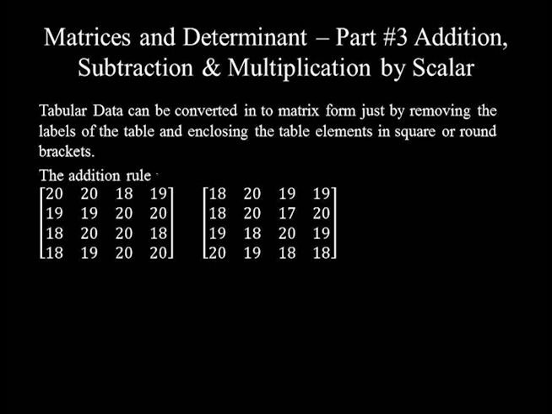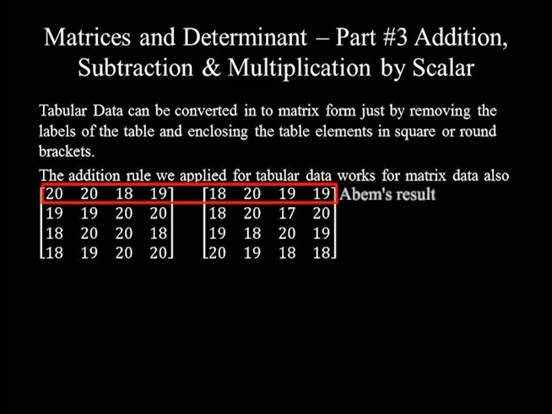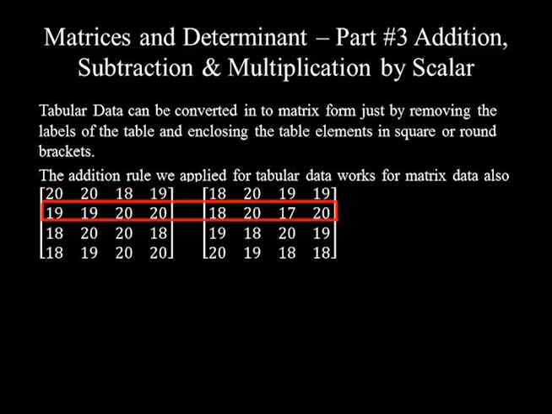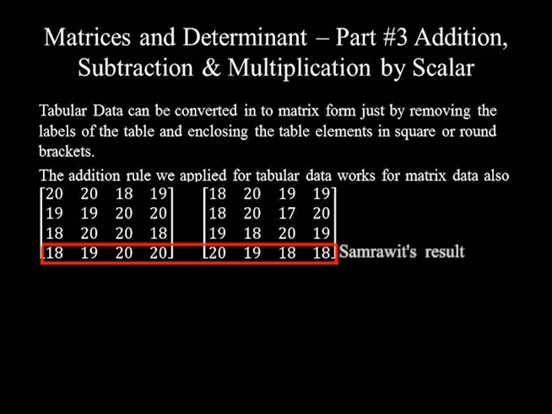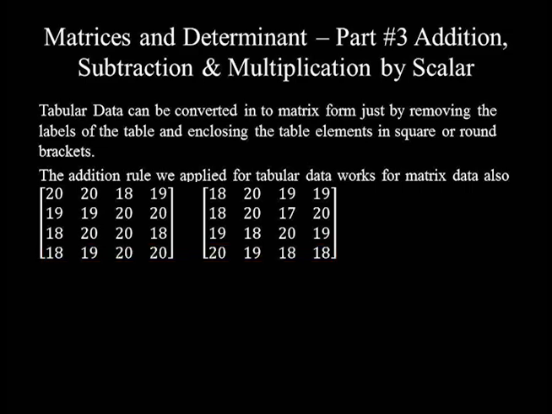The addition rule we applied for tabular data has to be applied to matrix data because both of them are stating the same thing, meaning row 1 stands for the mark of Abem in 4 subjects, that's English, mathematics, physics, and chemistry respectively. Row 2 stands for Mariamawit, row 3 stands for Ibrahim, and row 4 stands for Samrawit. Thus, in row 1, 20 plus 18 equal to 38, 20 plus 20 equal to 40, 18 plus 19 equal to 37, and 19 plus 19 equal to 38.